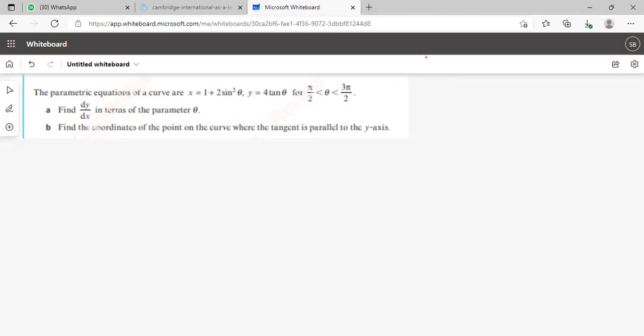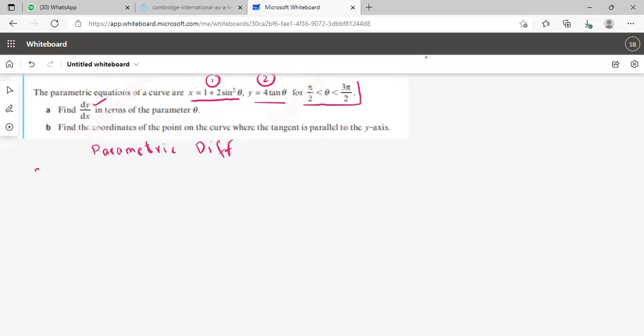The parametric equations of a curve are x equals 1 plus 2 sine square theta and y equals 4 tan theta, and this is a given interval. Don't worry about it at the moment. We have been given x equals a function and y equals a function, and we need to find dy by dx. We have two equations in terms of a third variable theta, so this is the case of parametric differentiation.